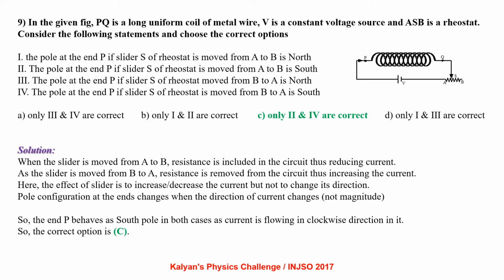When the slider is moved from A to B, resistance is included in the circuit, thus reducing the current. As the slider is moved from B to A, resistance is removed from the circuit, thus increasing the current. Here the effect of the slider is to increase or decrease the current but not to change its direction. Pole configuration at the ends changes when the direction of current changes, but not in magnitude. So at the end P behaves as a south pole in both cases as current is flowing in clockwise direction in it. So the correct option is C.